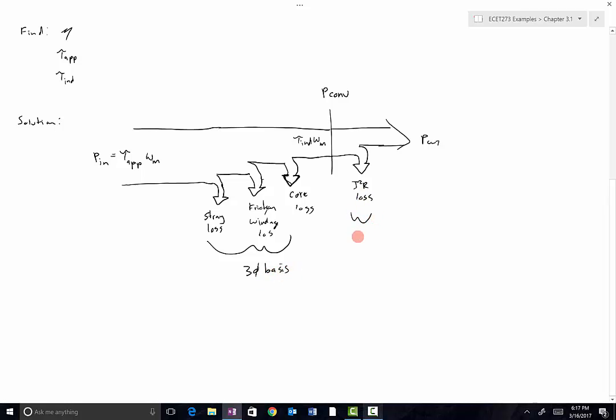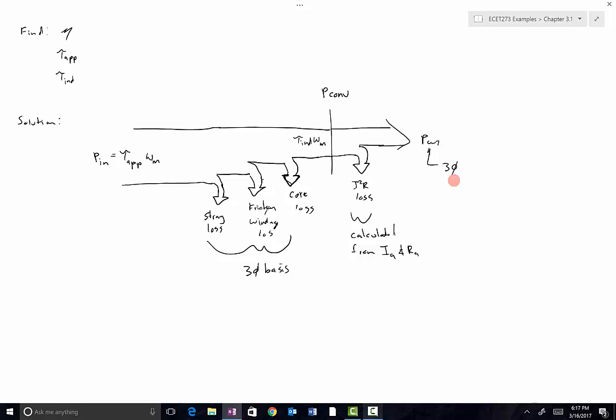Typically, I squared R loss has to be calculated from the armature current and the armature resistance. And then typically P out is given to you or can be calculated from known quantities. This also needs to be on a three-phase basis. So let's use that knowledge to solve this problem.